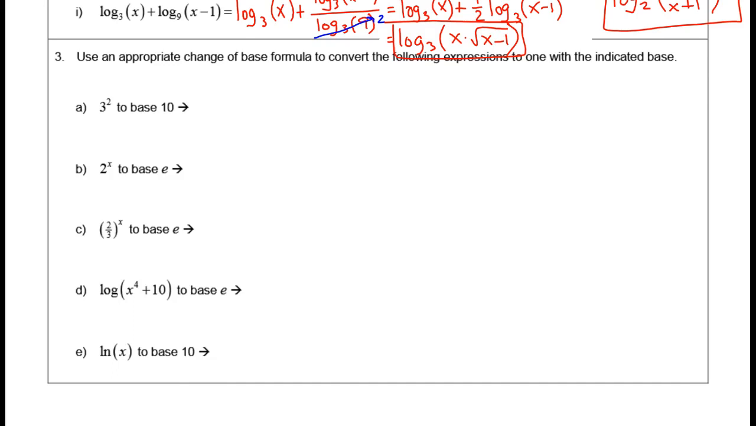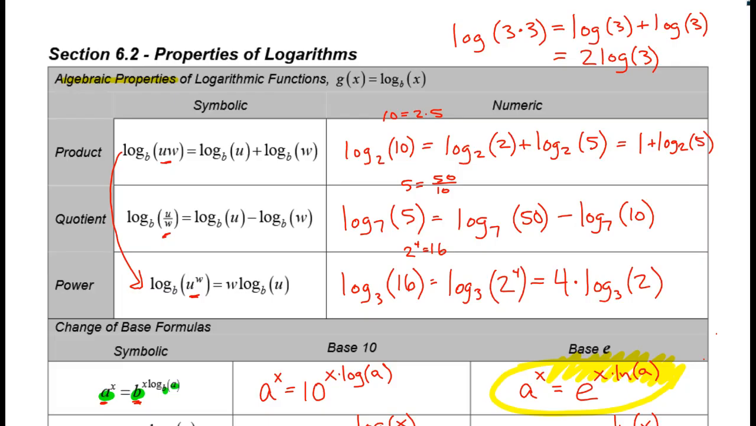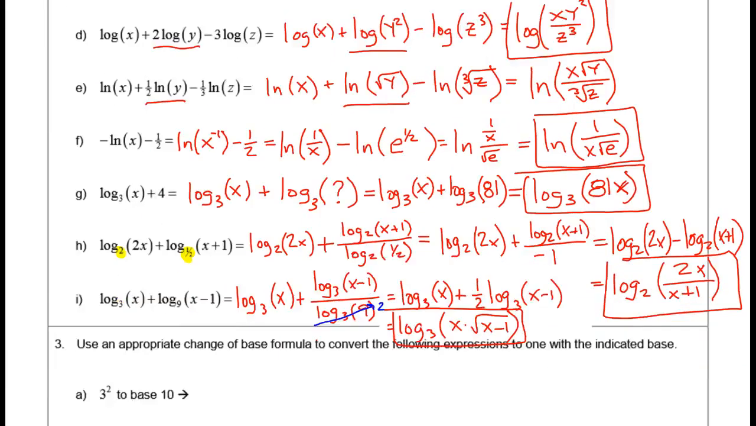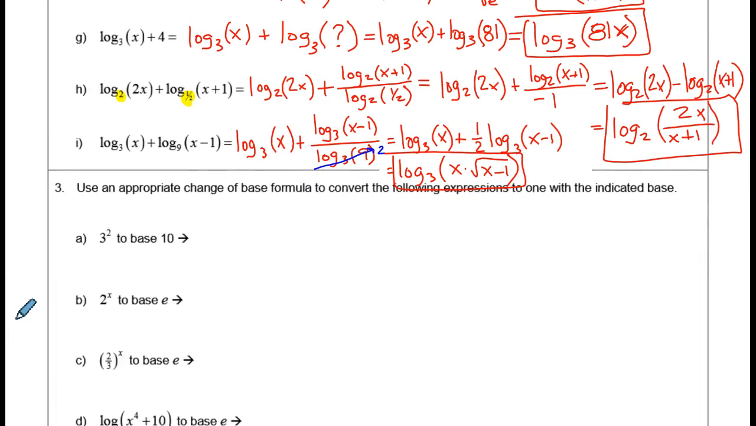Let's go back here and convert 3 squared to base 10. Well, if I want to convert that to base 10, I look back at my change of base formula, and if I turn a to the x into base 10, it's going to be a to the x equals 10 raised to the x times the log base 10 of a. So for this one, 3 squared to base 10 is going to be 10 raised to the 2 times the log base 10 of 3. And that's it.